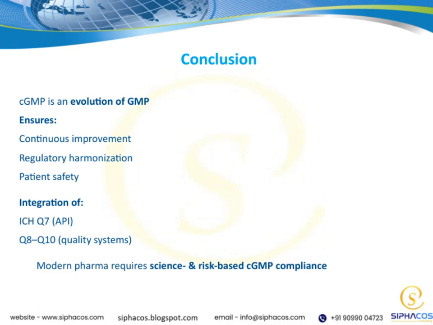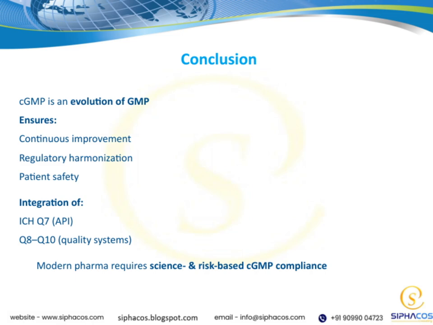So, in conclusion, cGMP is really an evolution of the traditional GMP standards. It's designed to go beyond just compliance, focusing on continuous improvement, which is essential for keeping up with advancements and ensuring high quality. It also promotes regulatory harmonization, making it easier to meet global standards and facilitate international collaboration. Most importantly, cGMP places a strong emphasis on patient safety, ensuring that the medicines we produce are safe and effective.